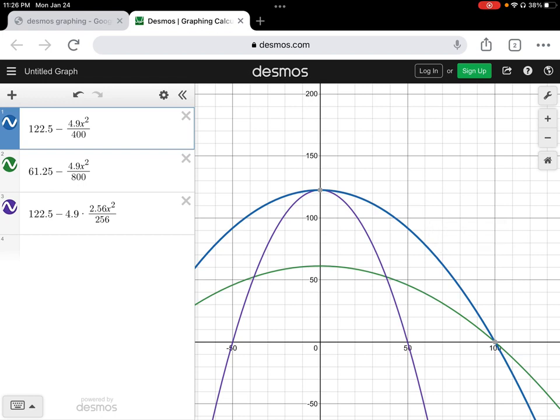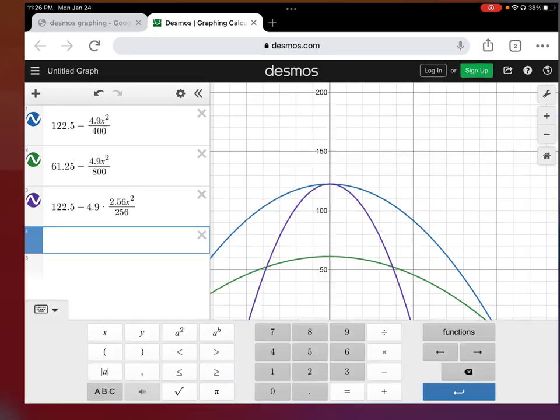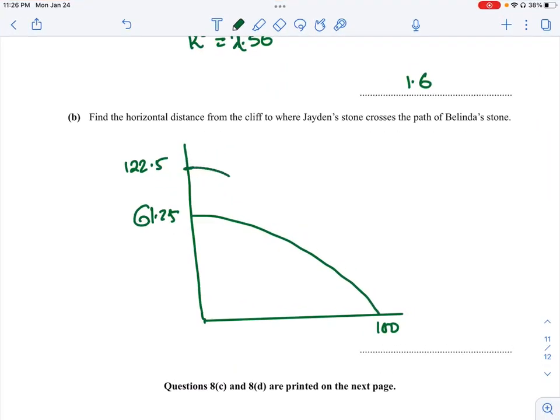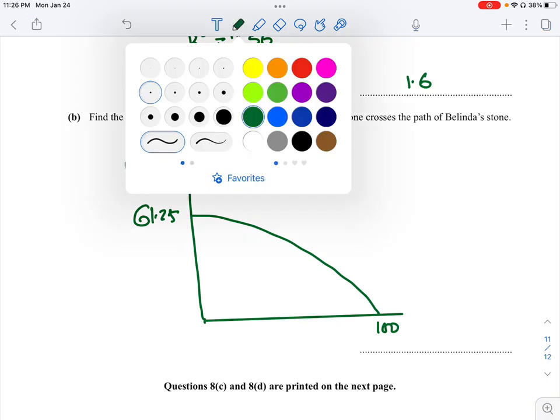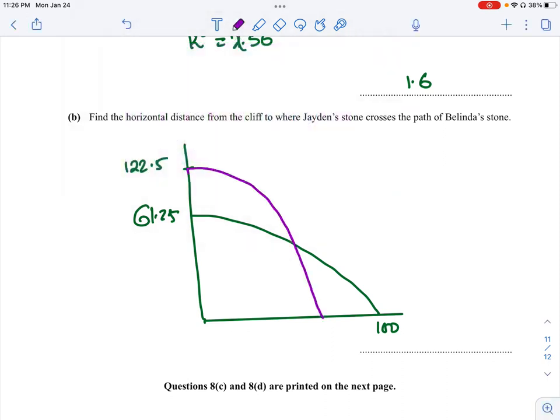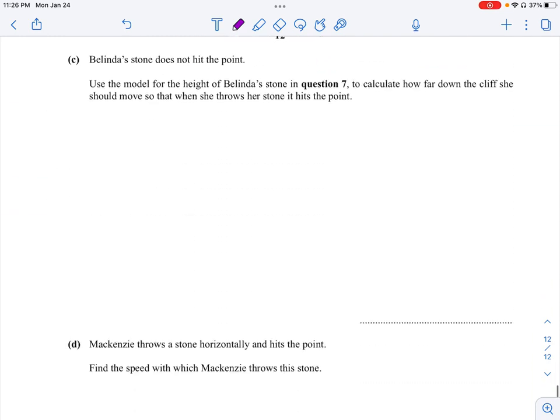Now you can see the purple color one is Jaden. Where do they meet? They meet at 37.7. So it is shorter and meets at 50. I go back over here, and I use the same purple color maybe. So this point is 37.7 and this point is 50. Where do they meet? At 37.7, the horizontal distance. The x value is 37.7. Belinda's stone does not hit the point.